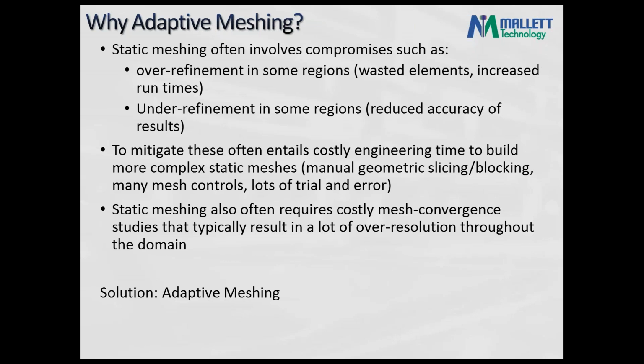To mitigate that with a static mesh often entails a lot of costly engineering time to build a more complicated static mesh. We might use manual geometric slicing or blocking, many mesh controls, and a lot of trial and error to get just the perfect static mesh for our problem. Static meshing also typically requires a costly mesh convergence study that results in a lot of over-resolution throughout the domain. It takes a lot of time.